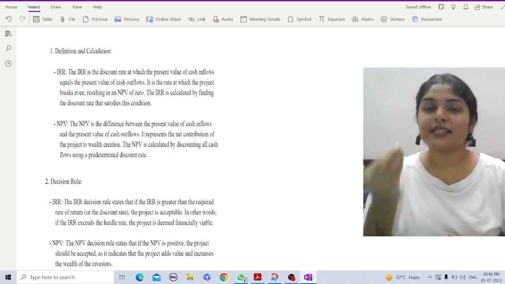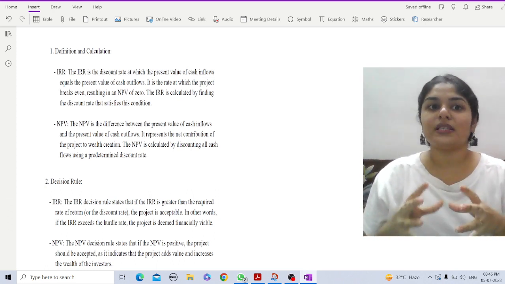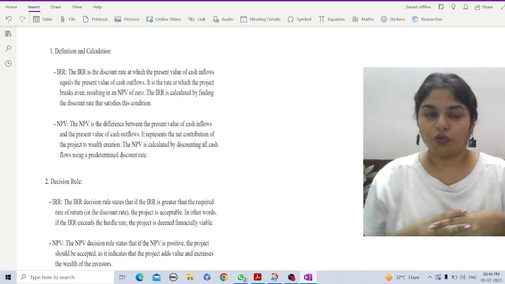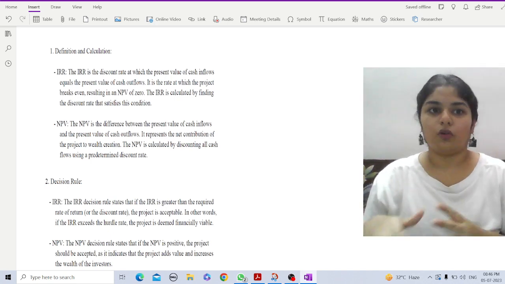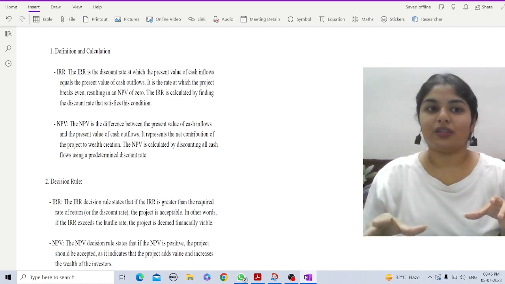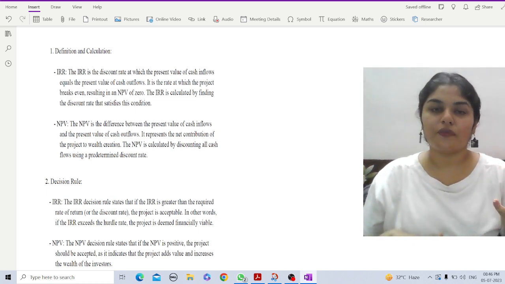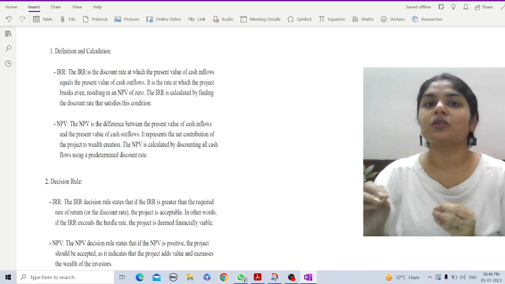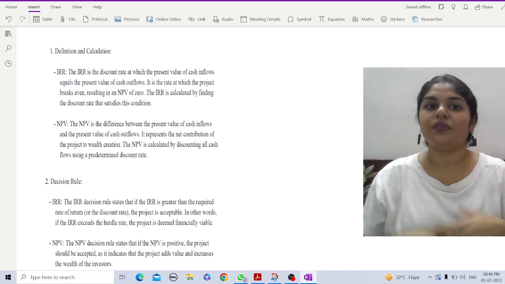This is basically the discount rate at which the present value of cash inflow equals the present value of cash outflows. Inflow means getting, outflow means going outside, that is expenses. So it is the rate at which the project breaks even, resulting in NPV of 0, in the sense not a profit, not a loss. Overall the net value equals 0. So how can we calculate it? Basically the discount rate is first calculated and then we find out IRR.